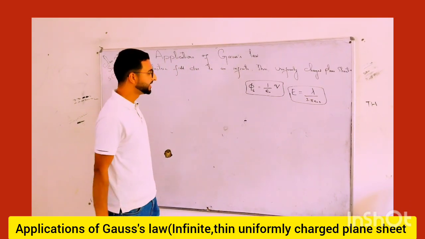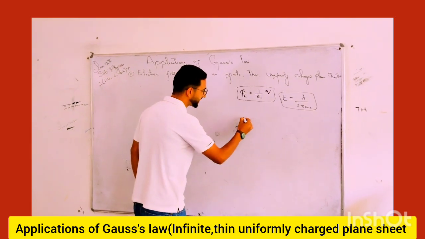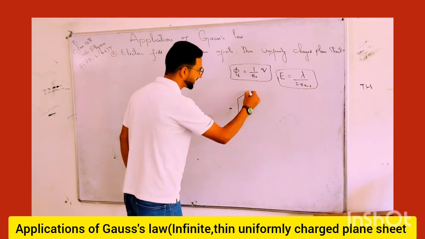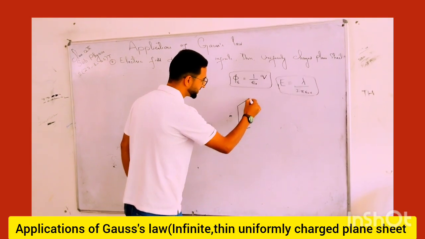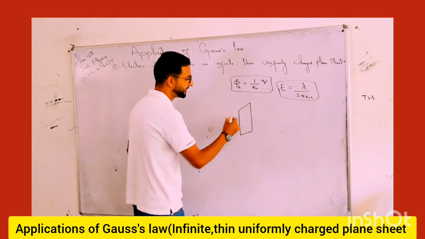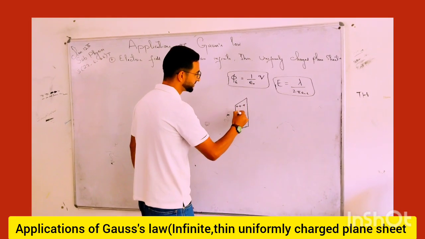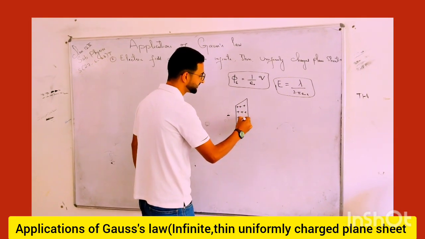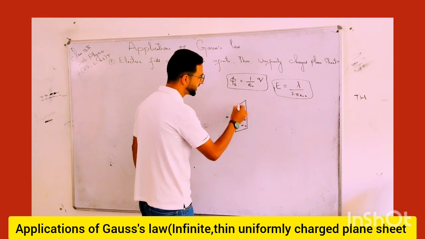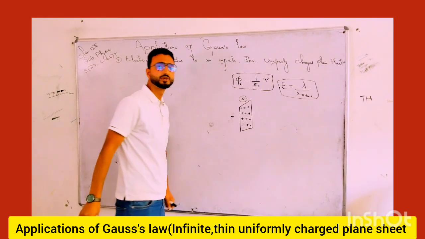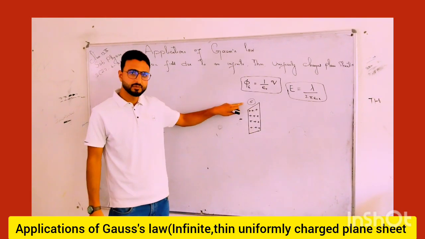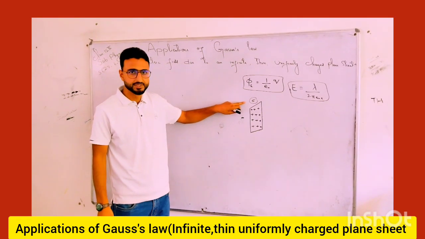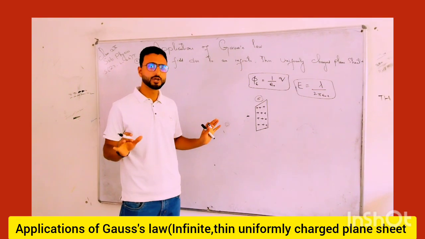बात समझ आ रही है ना? So for that, I will consider a plane sheet of charge here, and suppose plus q is the charge that is distributed uniformly over this surface. So this is an infinite plane sheet of charge having uniform surface charge density. Suppose sigma is the surface charge density of this infinite plane sheet of charge.